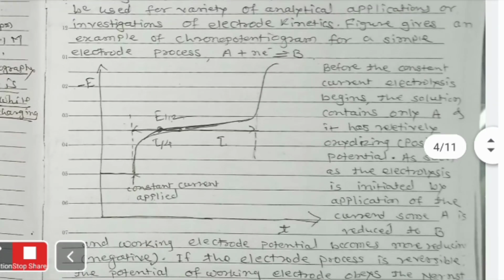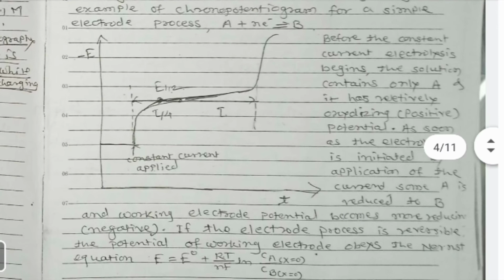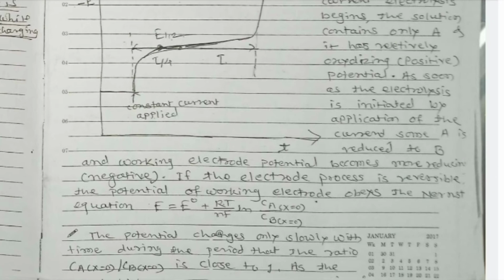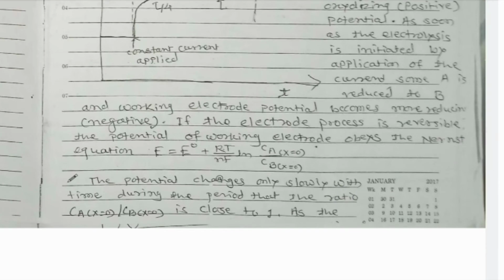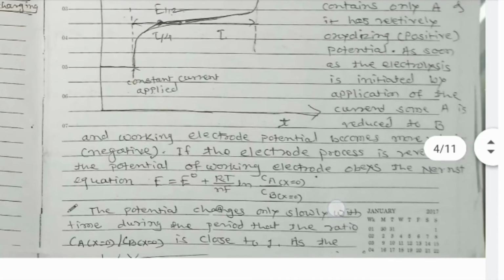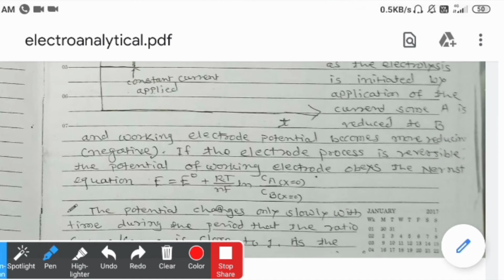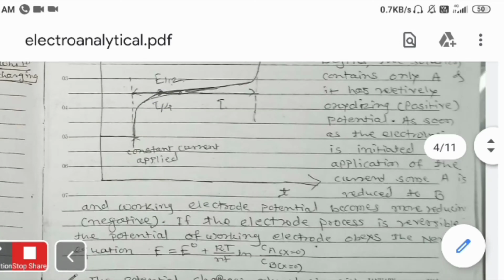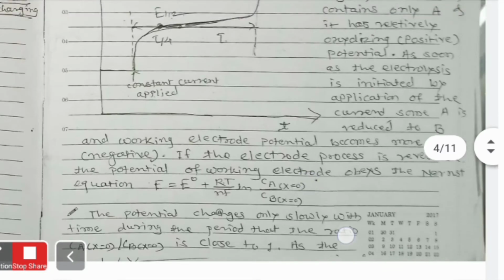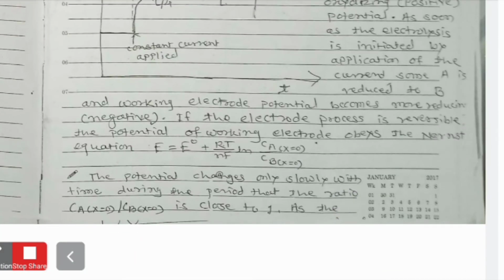Before the constant current electrolysis begins, the solution contains only A, which is relatively oxidizable. Electrolysis is initiated by the application of some current, and A starts to get reduced to B at this point. Once the reduction has started, the working electrode potential becomes more negative.